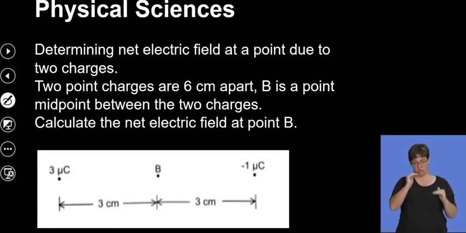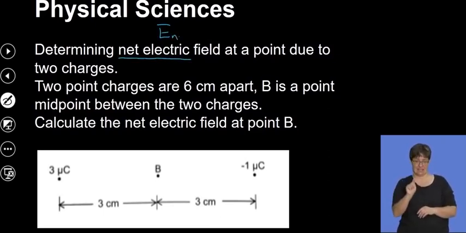Let's shift our gears a little bit and look at net electric field. Determine net electric field at a point due to two charges. So we're talking about an E net in this case. E net is a combination of two charges. We've got a common point which is in the field of both charges, and we want to know what is the effect on the unit positive charge at that point due to the two charges.